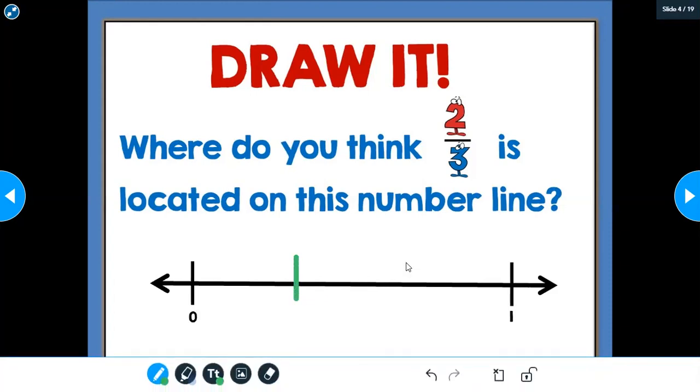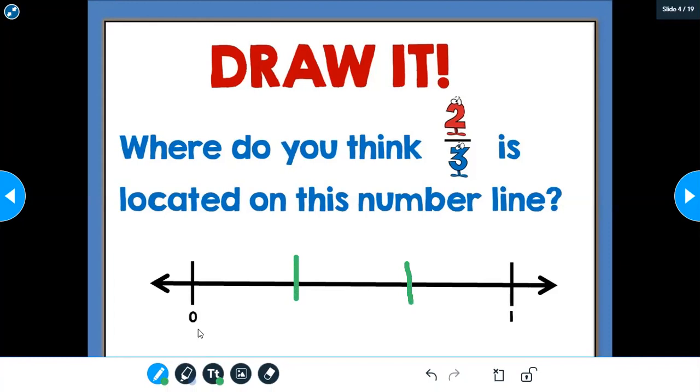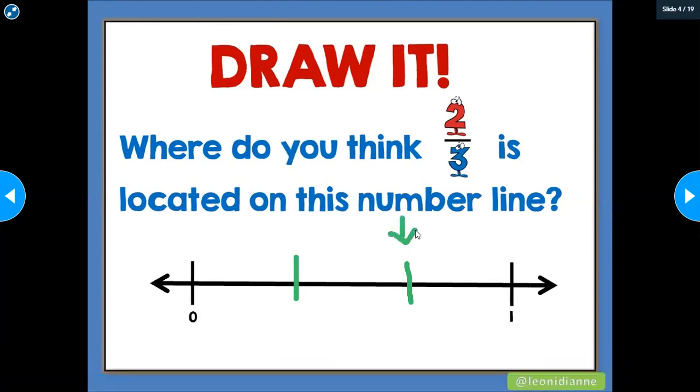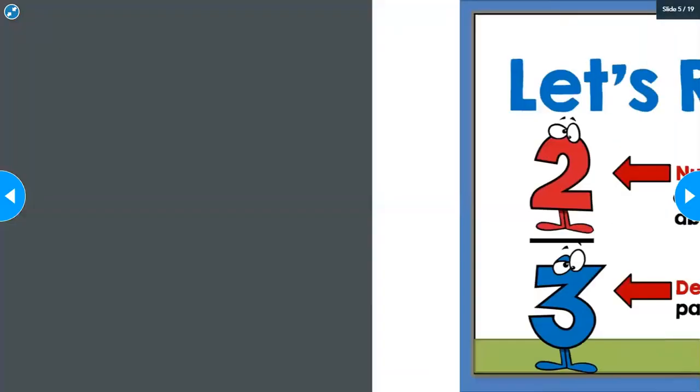So if I were to split my number line into thirds, based off of that song that we learned today, we count the sections. So I have 3 sections. That's my denominator, and my numerator tells me how many sections over. 1, 2. So I would have my arrow pointing here, and this would be 2/3. Let's see how I did. And hopefully you're doing this right along with me.